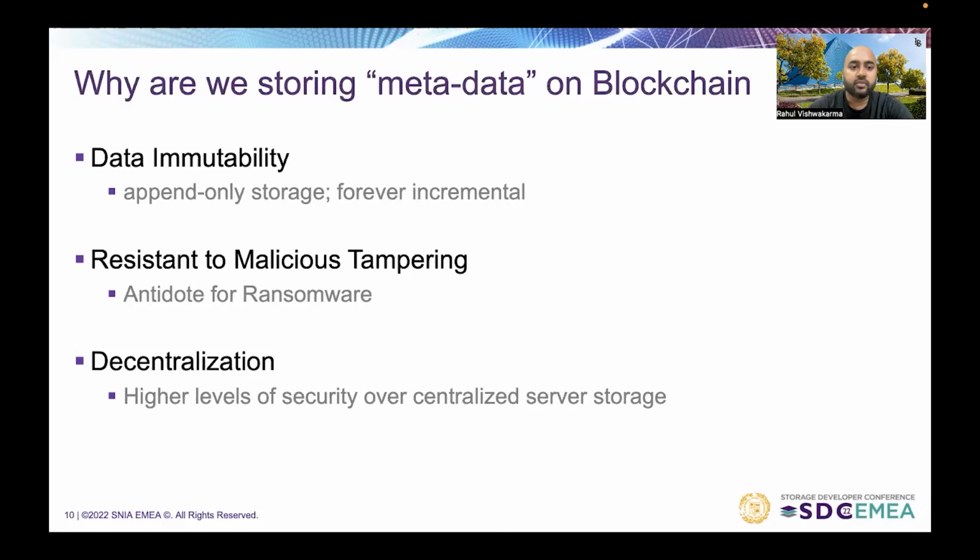Now, I think we already discussed this information in the previous slide, why exactly we are storing the metadata on the blockchain. So, decentralization, security, and data immutability. These are the prime factors for consideration. And also, it will be forever incremental, so we need not perform many changes. And for random access, random read, it will be much easier for us.